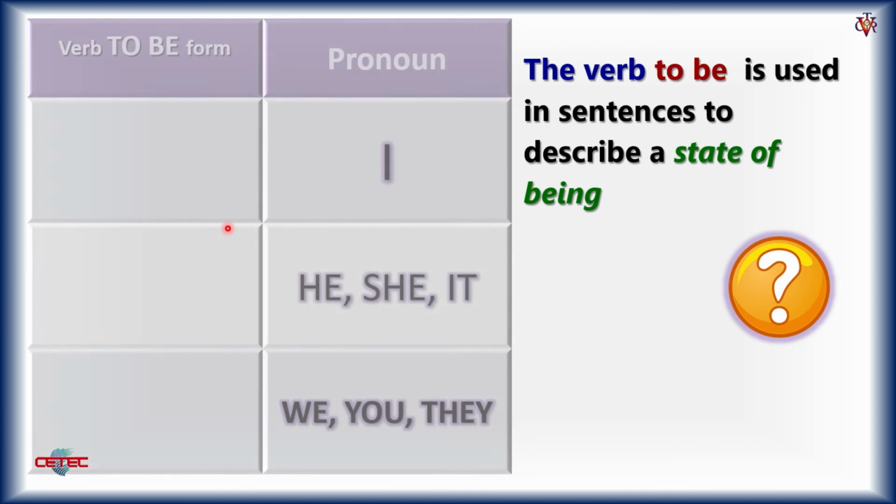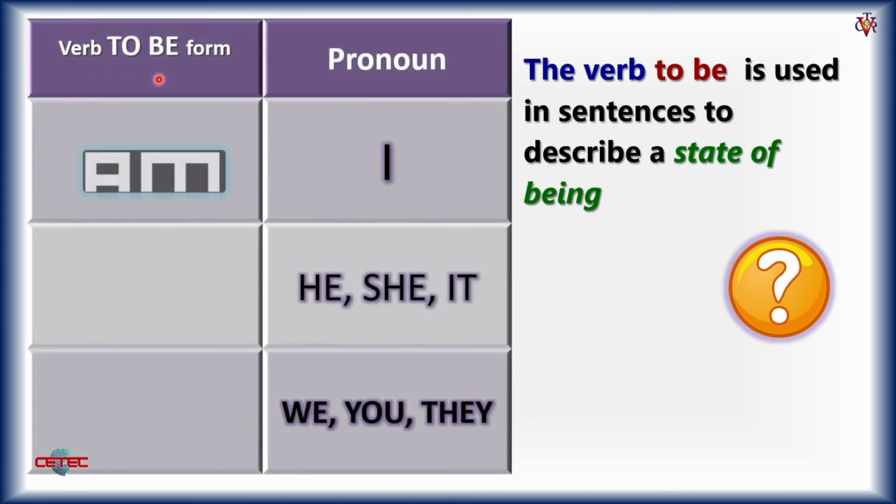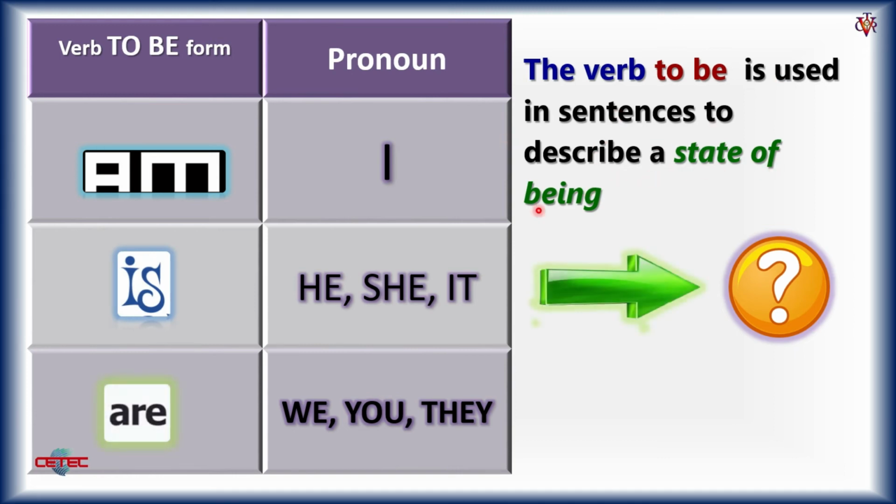Let's see another example. Verb to be. With the pronouns, the verb to be is used in a sentence to describe a state of being. Am I, is he, she, it, are we, you, and they, and finally, question mark. Now, our sentence has to be in interrogative form. Let's see a few examples.